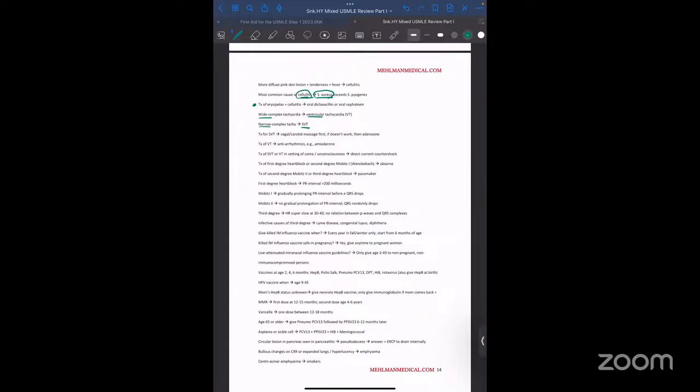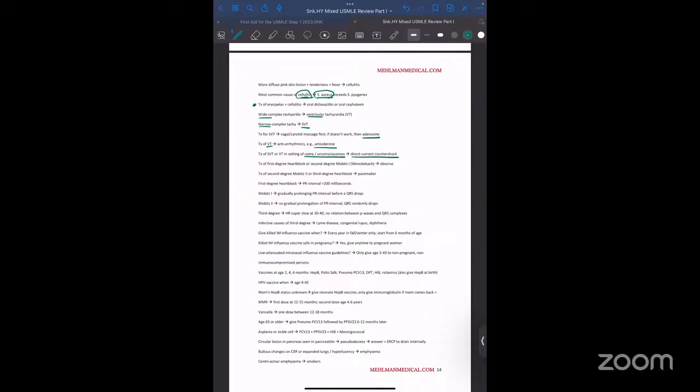Treatment of SVT is first we do vagal or carotid massage. If it doesn't work, then adenosine. Treatment of VT is antiarrhythmics like amiodarone. Treatment of SVT or VT in the setting of coma or unconsciousness, direct current countershock, which makes sense. Patient is unstable, patient is unconscious, directly go for current countershock.